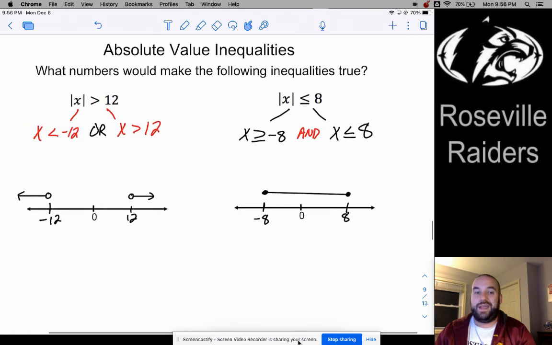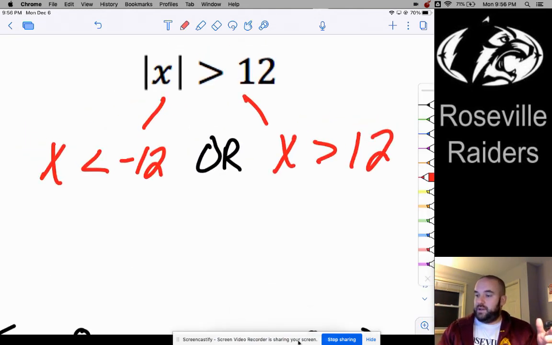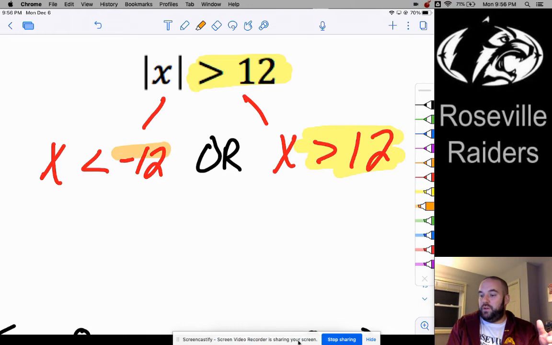So if you have an absolute value greater than, we're going to split it up just like we did, but you'll notice in the first example on the right side, I have the exact same carbon copy, and on the other side, not only did I flip the 12 to be negative, but because I multiplied by -1, I also had to switch the greater than to less than.